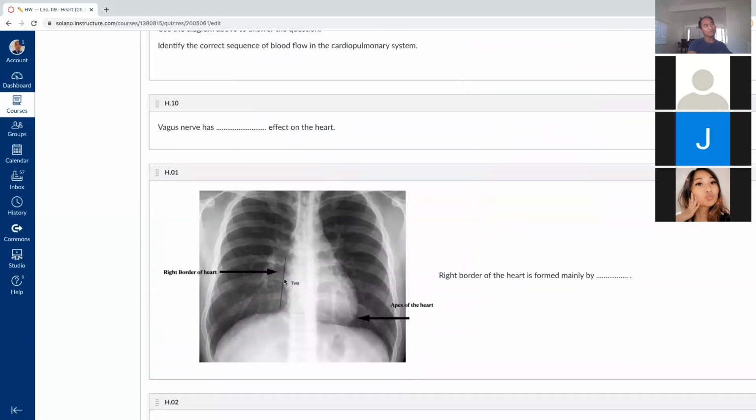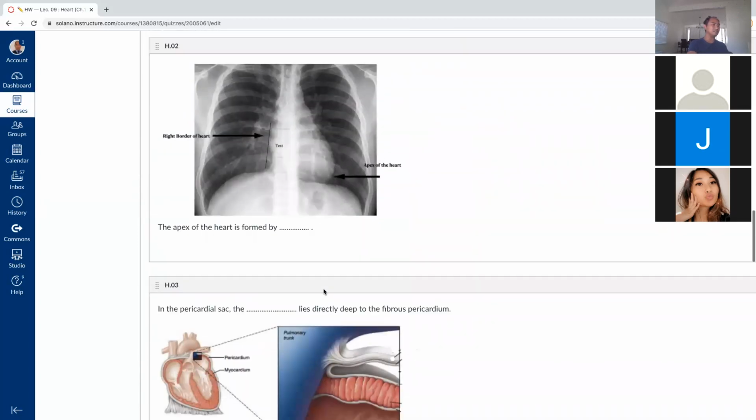Right border of the heart, right atrium. Apex of the heart, left ventricle. Inferior border of the heart, left ventricle. Anterior surface of the heart, right ventricle. Everything is easy now.